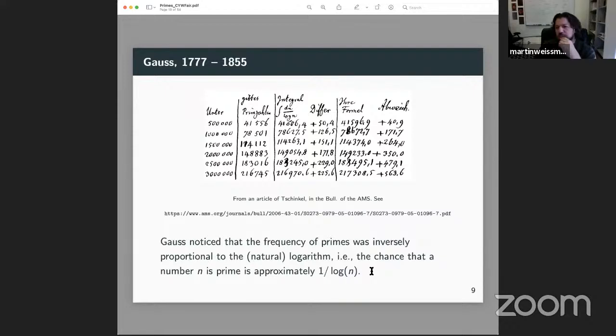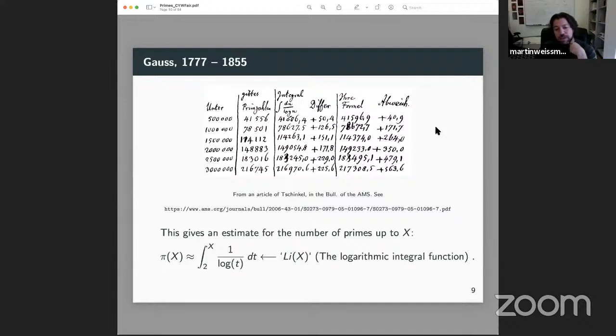So this describes the frequency of primes. It's not like a number has a 50-50 chance of being prime or a 25% chance of being prime. But depending how large the number n is, the chance is about 1 over the logarithm of n. This is what he found by looking at these tables.